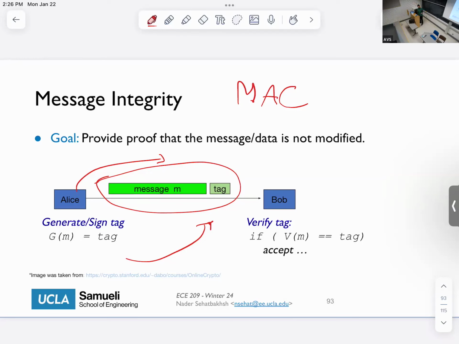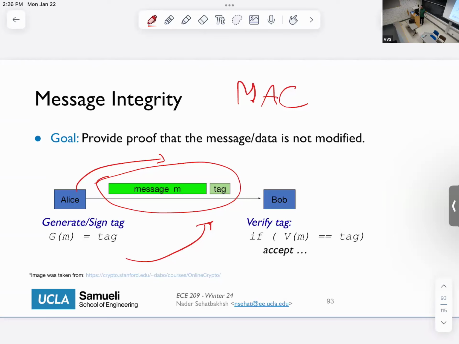Sending an old message and so on and so forth. So the idea of message integrity is different than encryption, and encryption here doesn't really help me. Okay, so I need something else, which we call a message integrity primitive, or MAC.